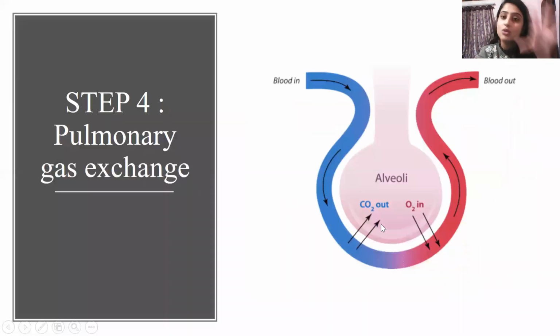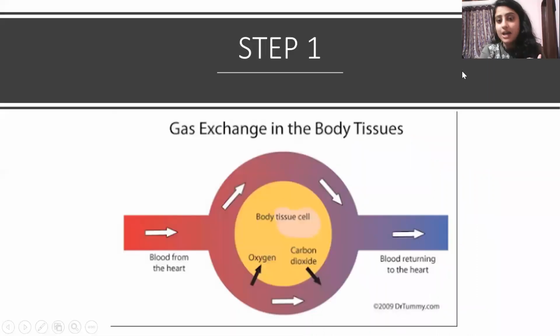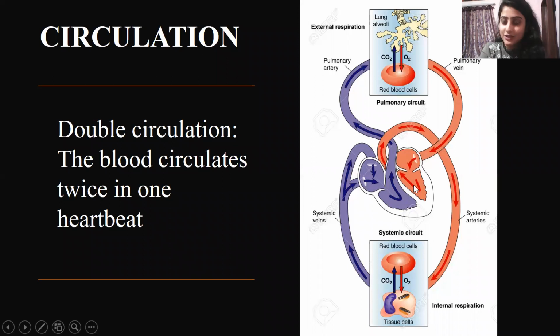So this is how this whole circulation takes place. And we can see how this double circulation is taking place too, because the oxygenated blood from the heart is going to the body. Deoxygenated blood is coming back to the heart, systemic circulation. The deoxygenated blood is going to the lungs to get oxygen, coming back to the heart, known as pulmonary circulation. So this is how this whole process works.